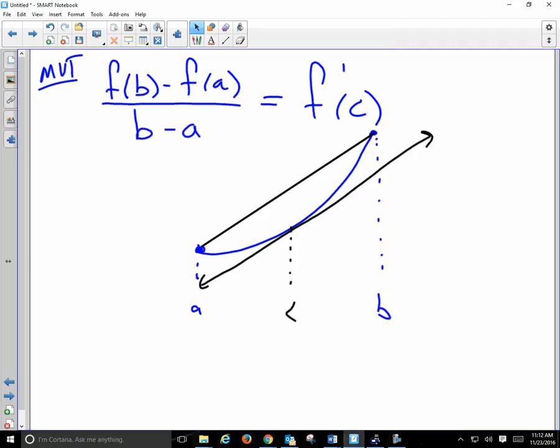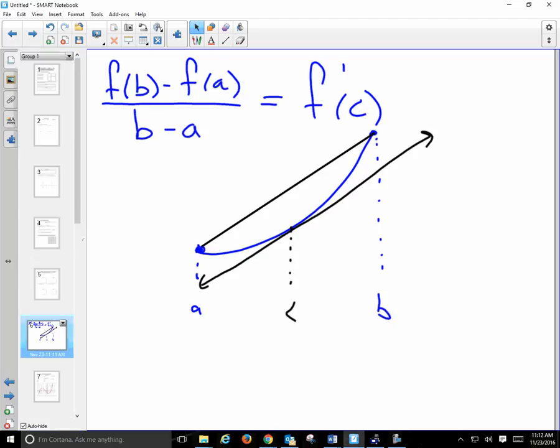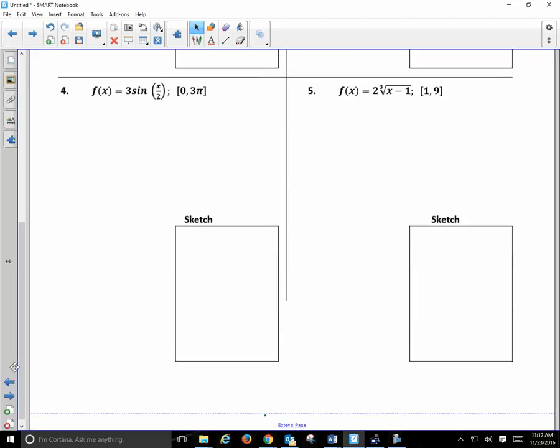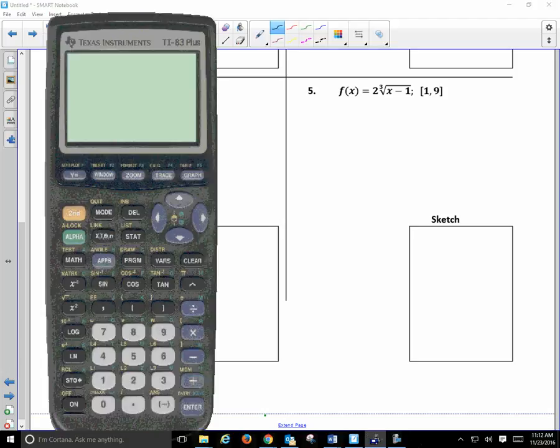We do 2 problems today, then you're going to be able to work on your worksheet. So the examples we want to look at today involve sine, and then we have a radical problem. So I'm going to plug it in, take all your calculators.